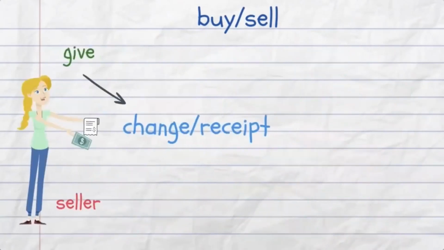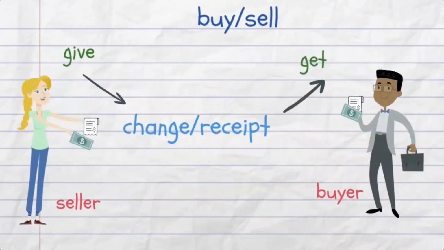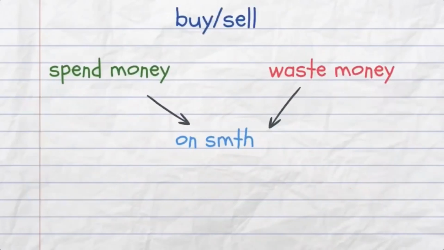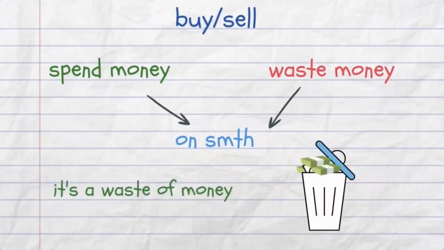When you pay the seller more than the goods cost, the money they give back to you is called change, and you get the change together with a receipt, a document proving that you have paid. You can spend money on something, but if your expense was not necessary or wrong, it's a waste of money. So the word waste can be used both as a verb and as a noun.